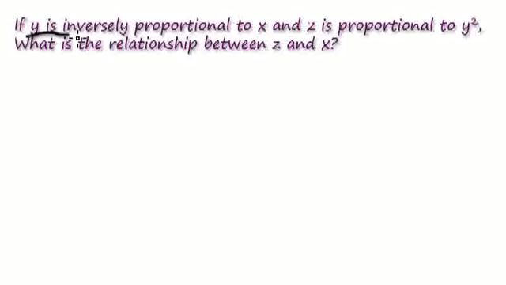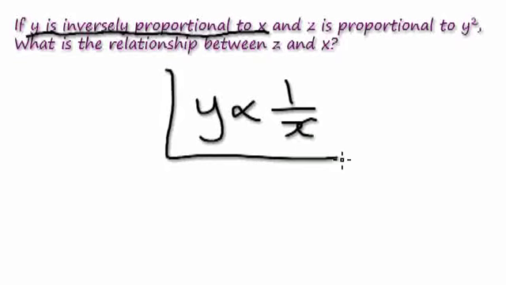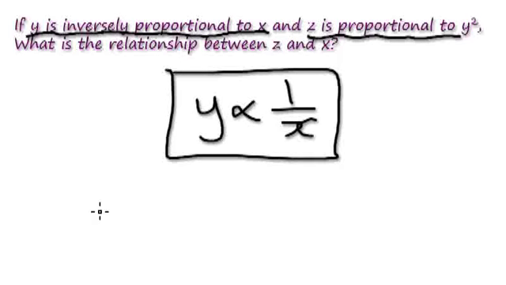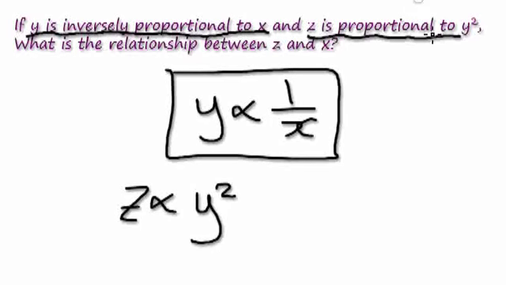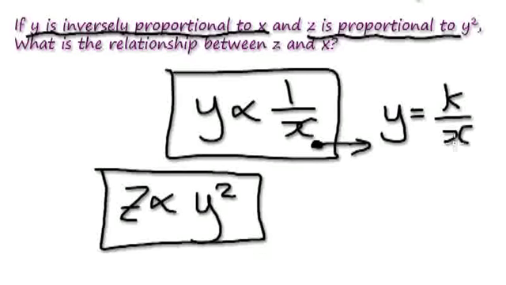Summarize the first part. Y is inversely proportional to x. That's the first part done. The second part, z is proportional to y squared. This here is the second statement. The minute we've been given the first statement, we can visualize this: y equals a constant over x.